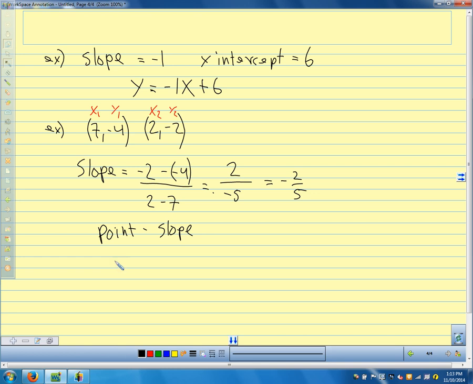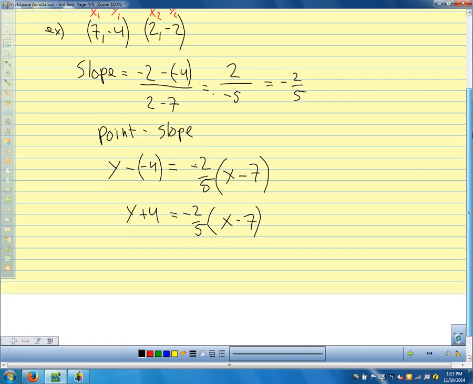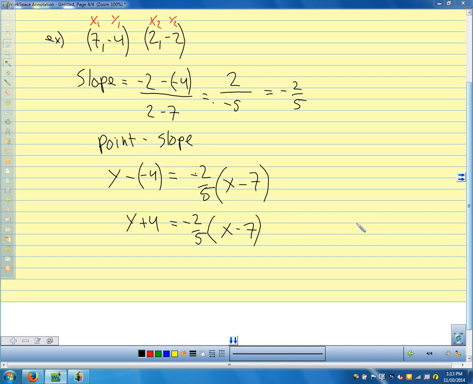So point-slope, I get y minus y1 equals m, -2/5, x minus x1, x minus 7. I'm going to simplify this. y plus 4 equals -2/5, x minus 7. And there would be our equation in point-slope form. And that's all we need to write down. And notice that the points here are opposite signs between here and here.